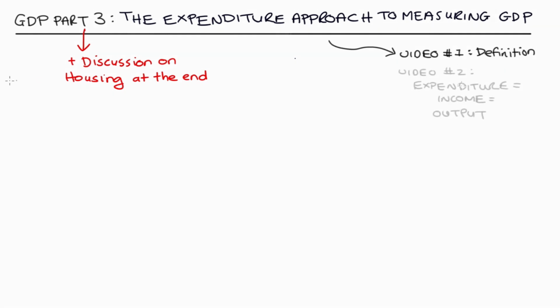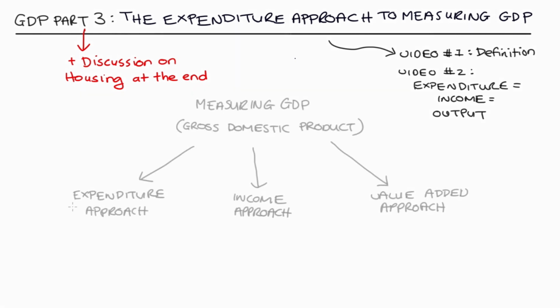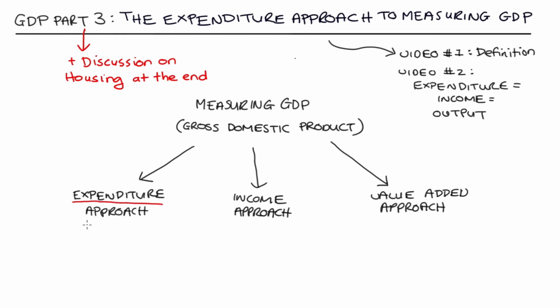In video number 1, I discussed the definition of GDP. In video number 2, I discuss why expenditure is equal to income, which is equal to output. In practice, there are 3 ways of measuring GDP. So we have the expenditure approach, the income approach, and the value added approach. I had planned to cover all 3 approaches just in one video, but it was way too long, so I'm just going to be doing expenditure in this one.